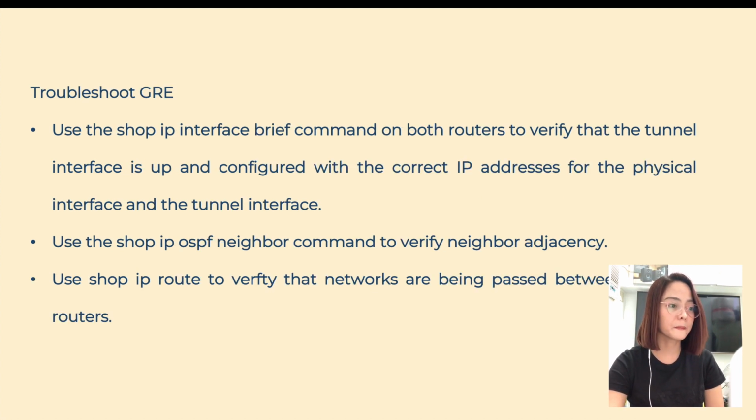Troubleshoot GRE. Use the show ip interface brief command on both routers to verify that the tunnel interface is up and configured with the correct IP address for the physical interface and the tunnel interface. Use the show ip ospf neighbor command to verify neighbor adjacency. Use show ip route to verify that networks are being passed between the two routers.